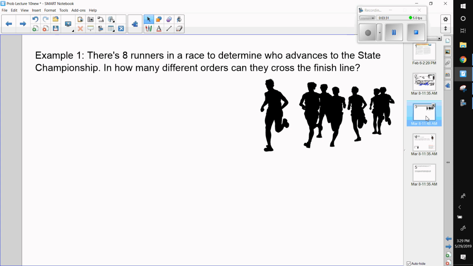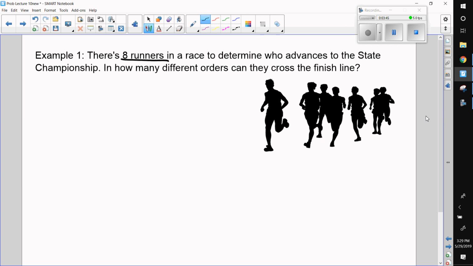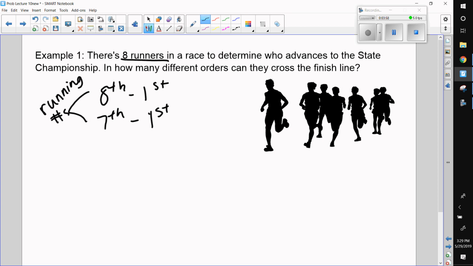So for using our factorial notation, we've got 8 runners in a race to determine who advances to the state championship. How many different orders can they cross the finish line? So we've got the fact that there's 8 runners here. Okay, the 8th person could be first. Okay, the 7th person could be first, and these are just their running numbers. We could go on and on and on. You can go all the way down, which means that when we're talking about the chances or the orders that these could come in, we actually use a factorial.